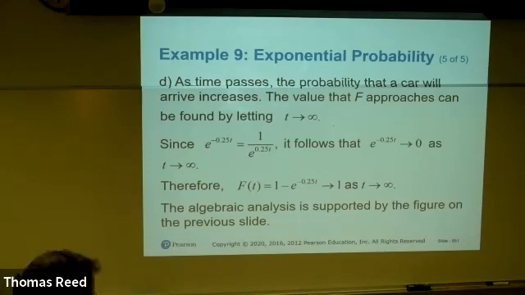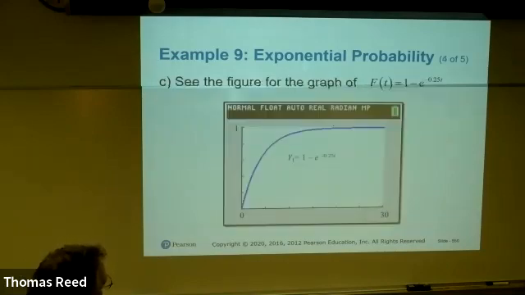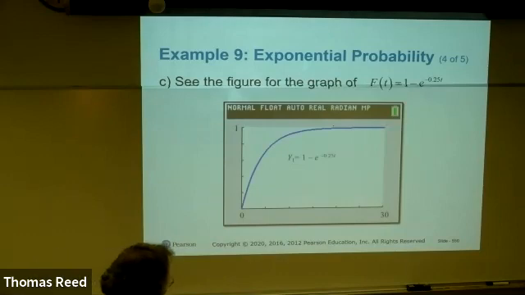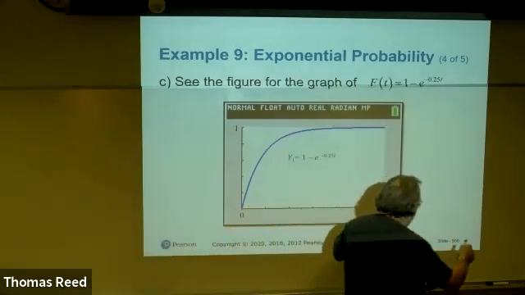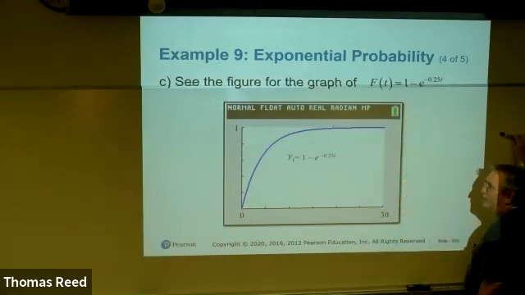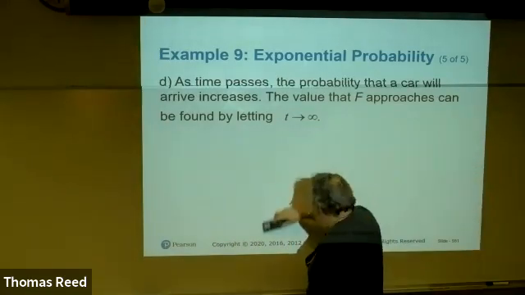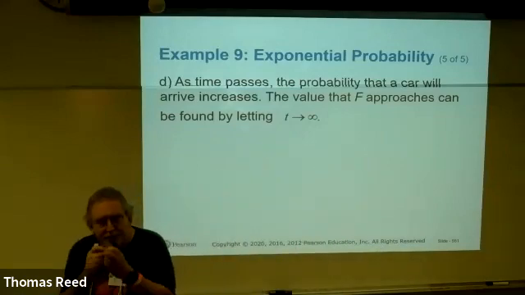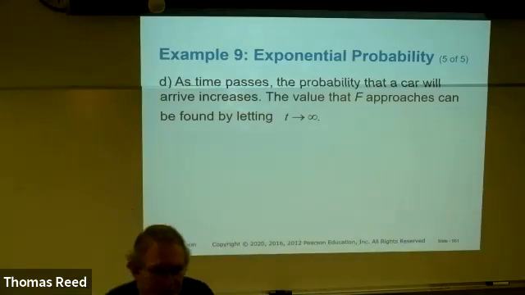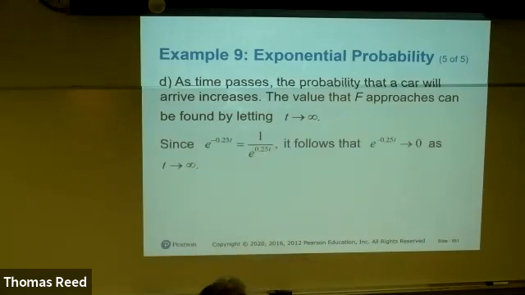The algebraic analysis is supported by the figure on the previous slide. If you set your range out to 100, y equals 1 in this graph will look like the same line. For all intents and purposes, they are the same line after a certain point, simply because the difference between the two is so minuscule, it's hard to see. Okay.